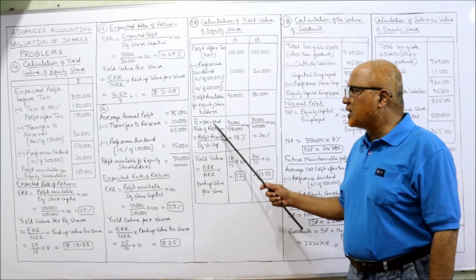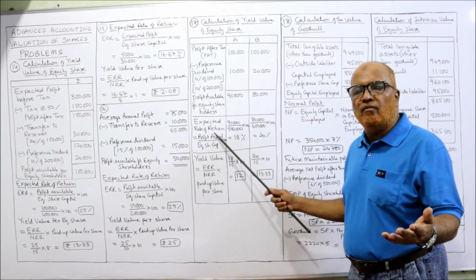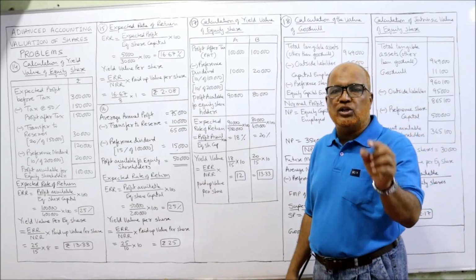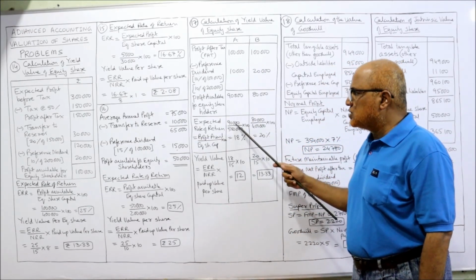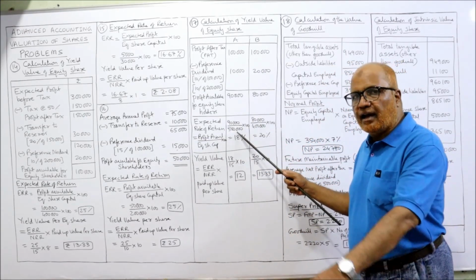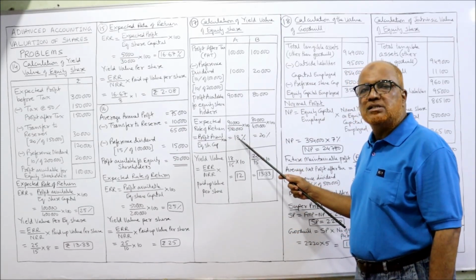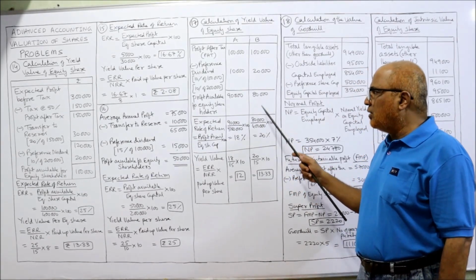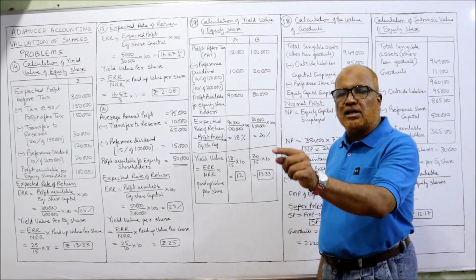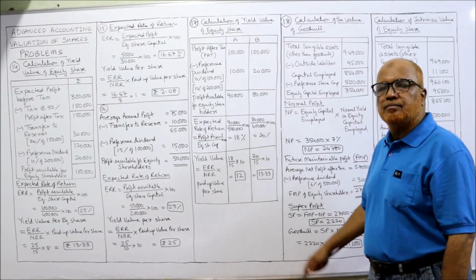Now ERR, expected rate of return. Almost every problem we have applied it already: profit available divided by equity share capital into 100. So profit available 90,000, equity share capital 5 lakh given in the problem, for A company, into 100. 18% is the ERR for A company. For B company, profit available is 80,000 and equity share capital given in the problem is 4 lakh. 80,000 by 4 lakh into 100 is 20%.